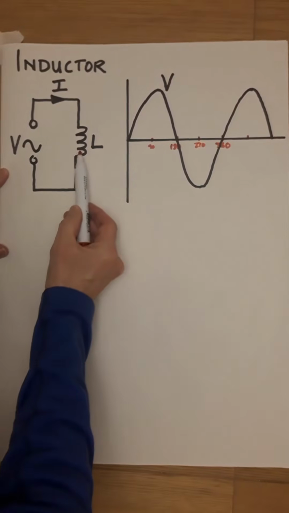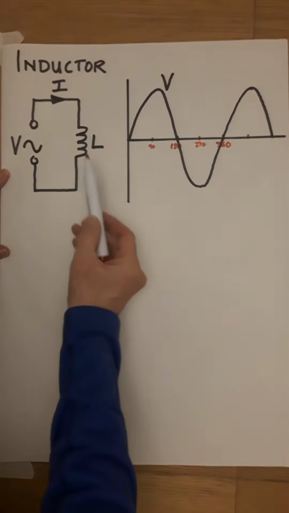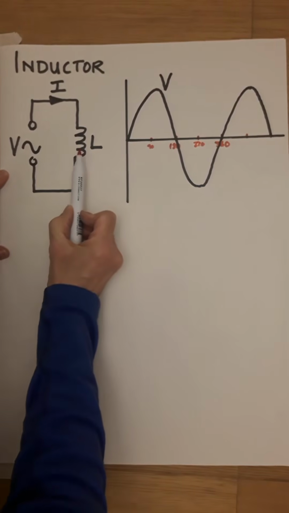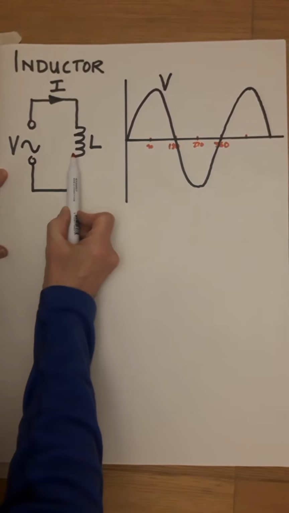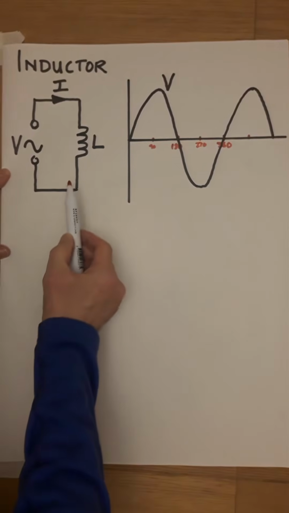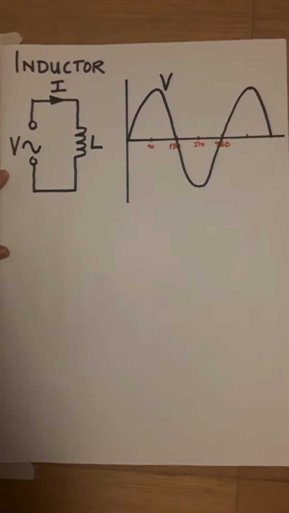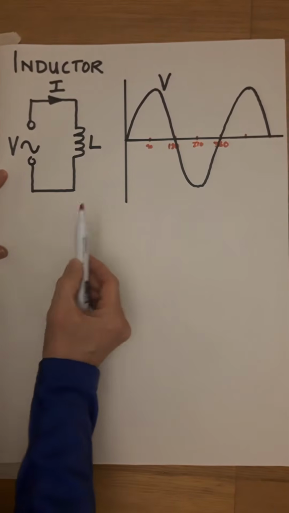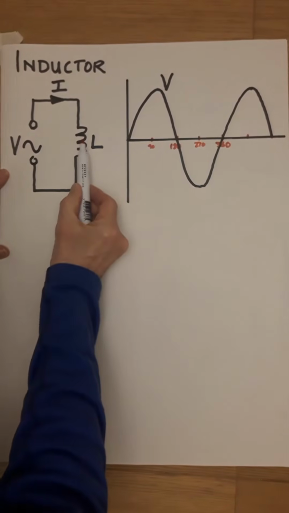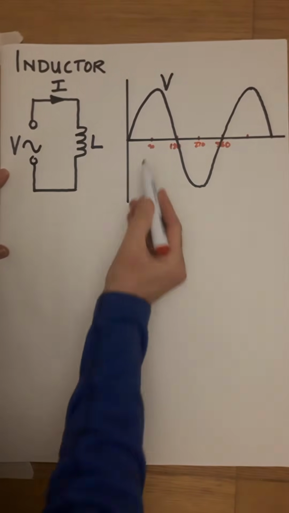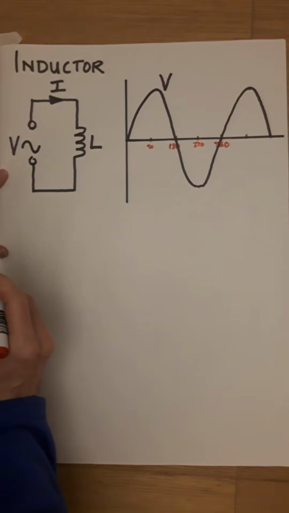The current tries to enter the coil, it creates a magnetic field. The magnetic field induces an EMF in the coil that opposes the incoming current. So it has the effect of slowing down the inrush of the current. So if you just pause and think about that for a moment, the current is always going to have a delay. And we can draw that on this diagram here.